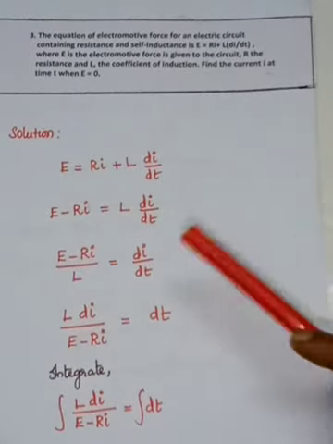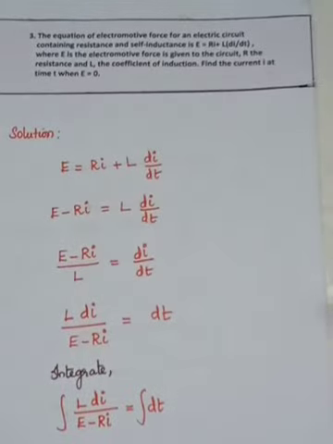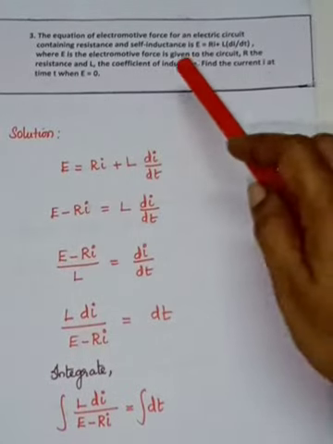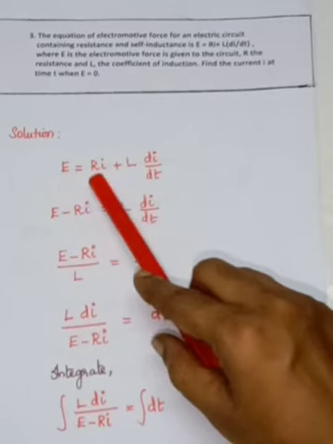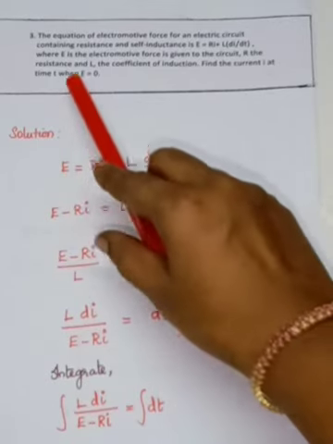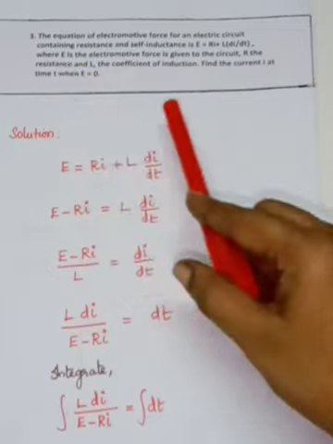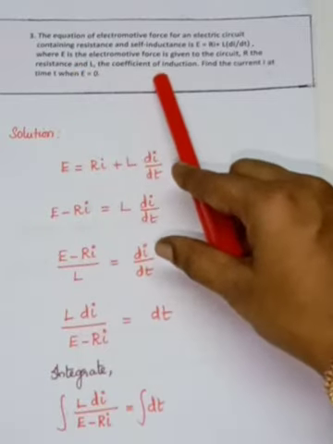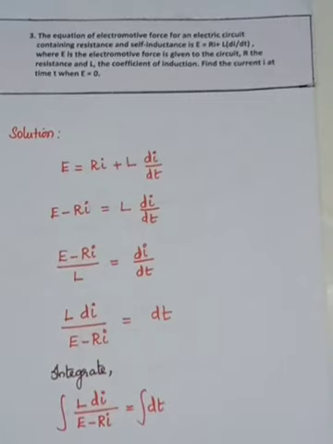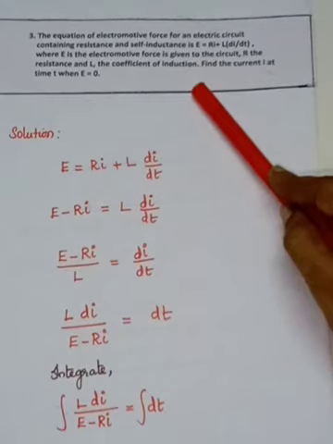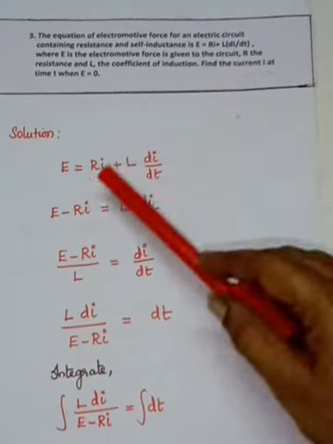So you see that here, what is E? Electromotive force, it is given. So E is a constant. And what is R? R is the resistance, that is also given to you in this problem. And L is the coefficient of induction. Okay, so E, R and L are nothing but constants in this problem. So you have to find I.